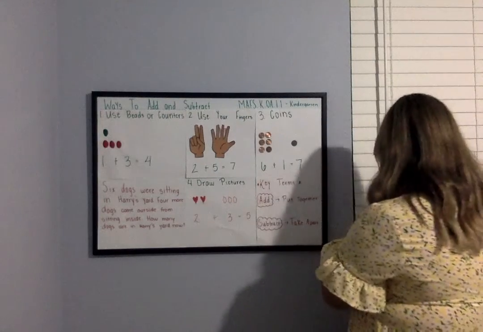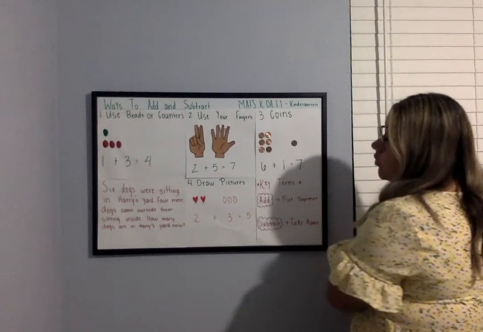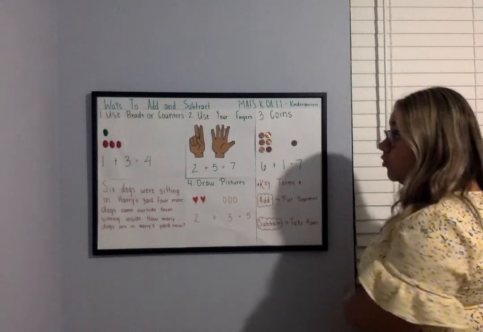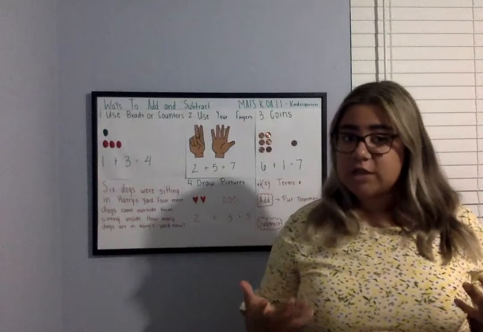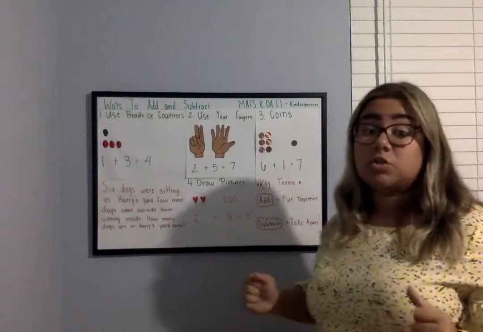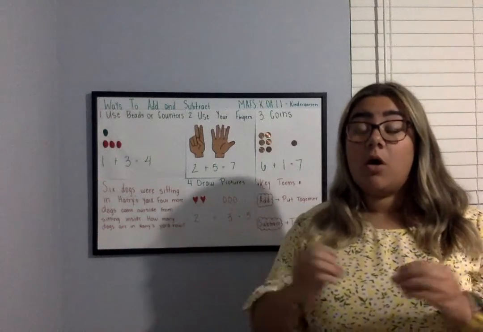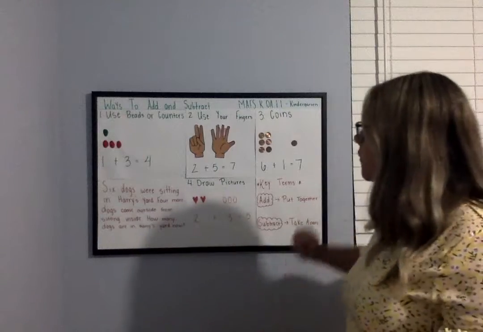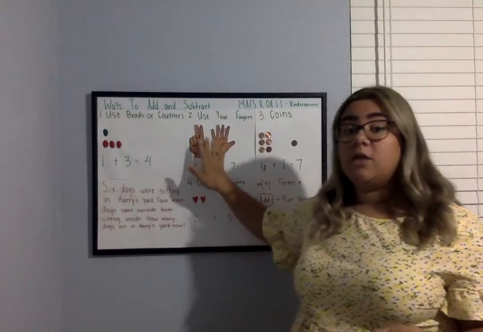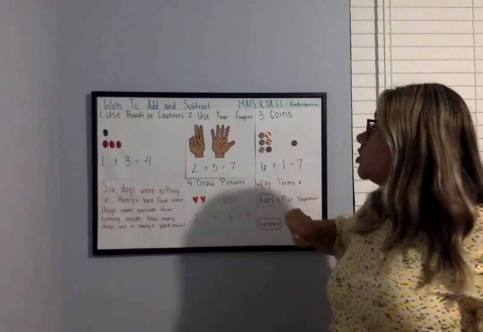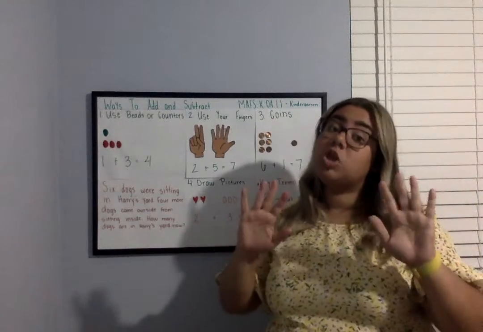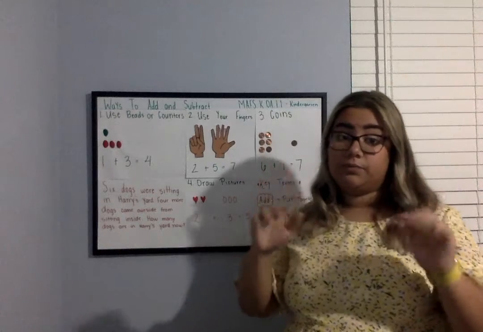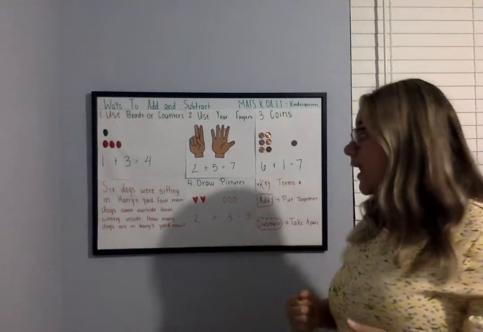You really just want them to show you that they are able to take apart the groups and put them in 2 separate piles for subtraction. And for adding, you really just want them to be able to put them all together. For their fingers, if they're going to be using a cutout, you really just want them to focus on either folding the fingers up or down or showing you how to do the addition and subtraction on their hands.